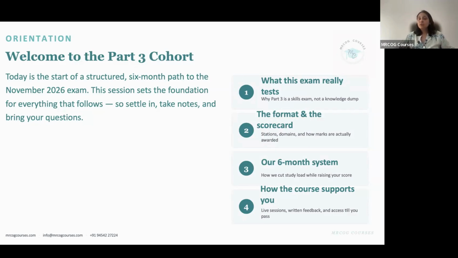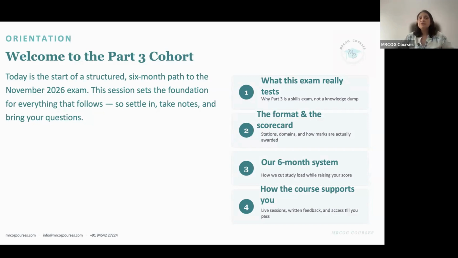The format and the scorecard. How you will be scored in these particular stations is also very important, because that will help you realize that there are so many things beyond applied knowledge which are important for this exam. Applied knowledge is just one-fifth of it, only 20%. The rest is something else.